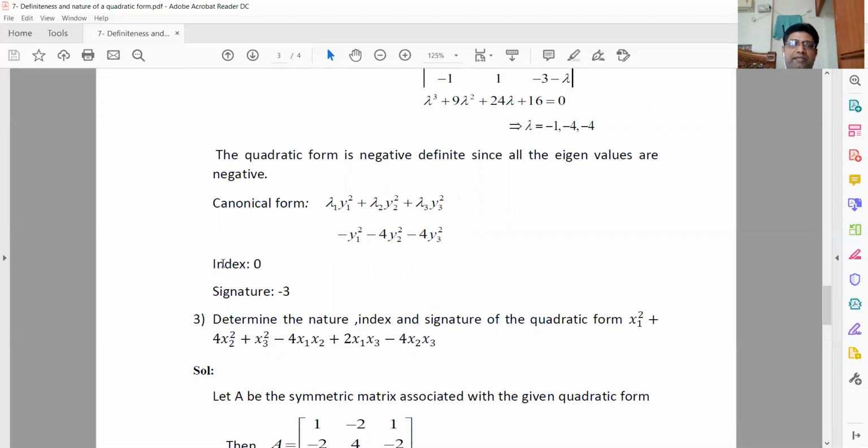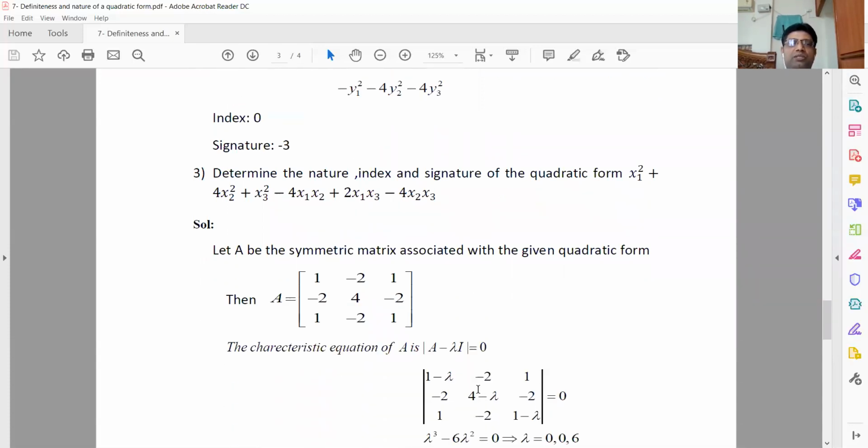So index means the number of positive square terms. All are negative only, so 0. Signature is the difference between the number of positive square terms and negative square terms. So positive square terms are 0 and negative square terms are 3. Therefore, the difference is 0 minus 3, which is minus 3.